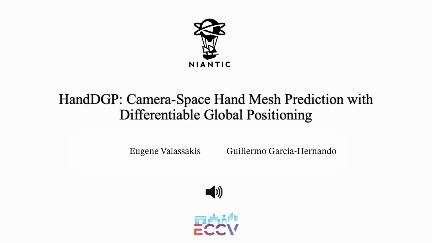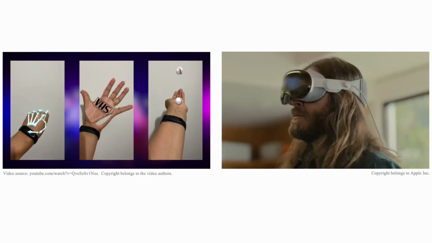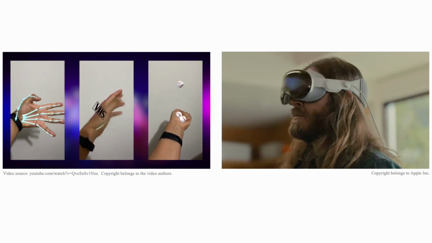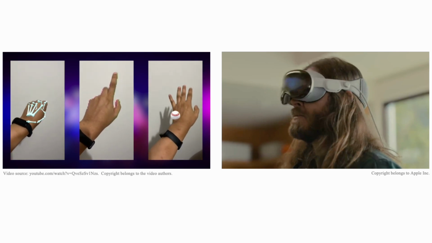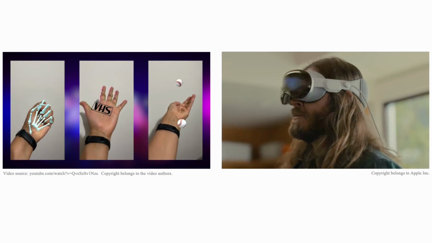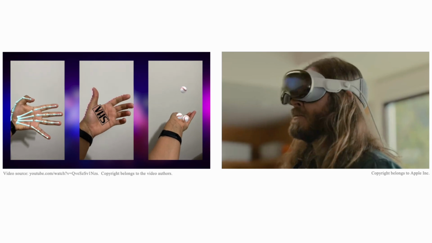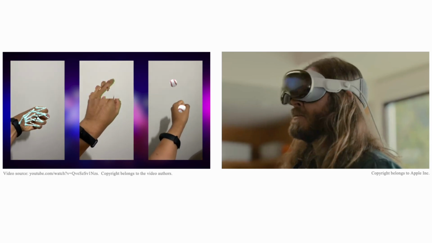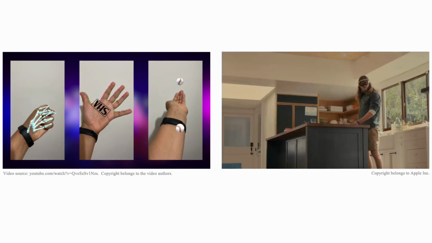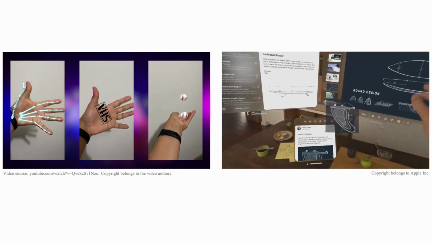Welcome to our ECCV submission, HandDGP: Camera Space Hand Mesh Prediction with Differentiable Global Positioning. Previous work typically predicts hand meshes relative to a root joint, usually the hand wrist. While this is often enough for some applications that only require good hand projections in the image, as shown in the video on the left, it is not enough when we want to interact with virtual objects while using our hands, as shown in the video on the right.